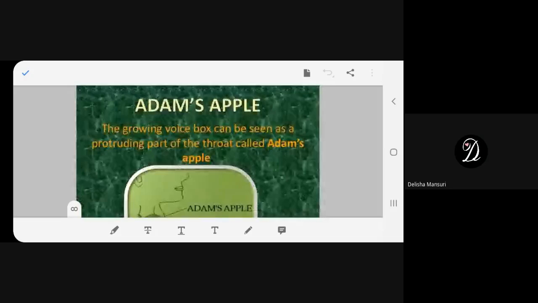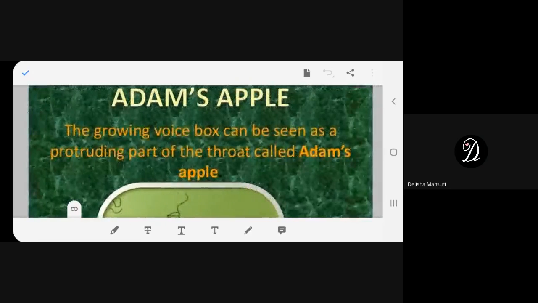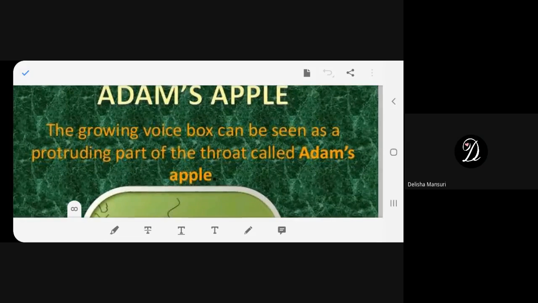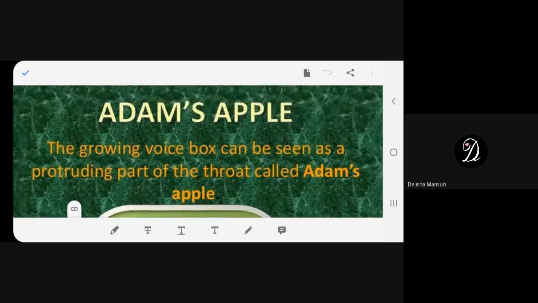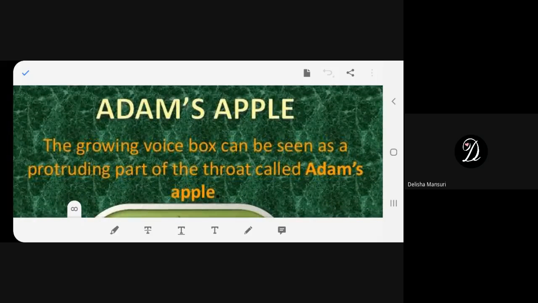Now we'll describe what actually is Adam's apple. The growing voice box can be seen as a protruding part of the throat called Adam's apple. What is the meaning of protruding, beta? Coming out. That's the meaning of protruding. So you're understanding new words, okay?